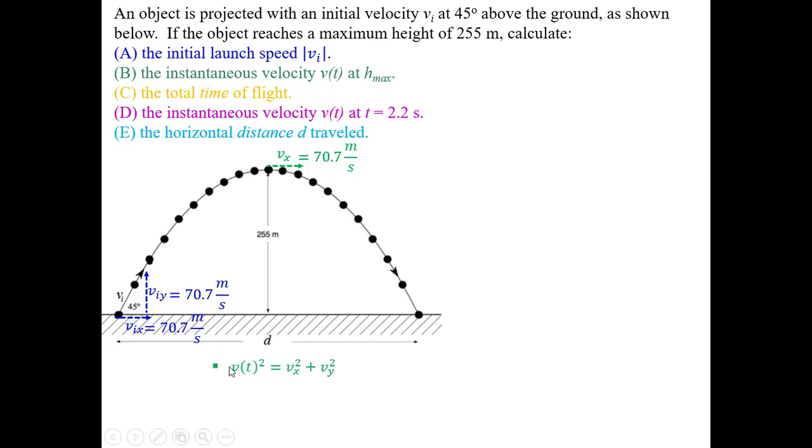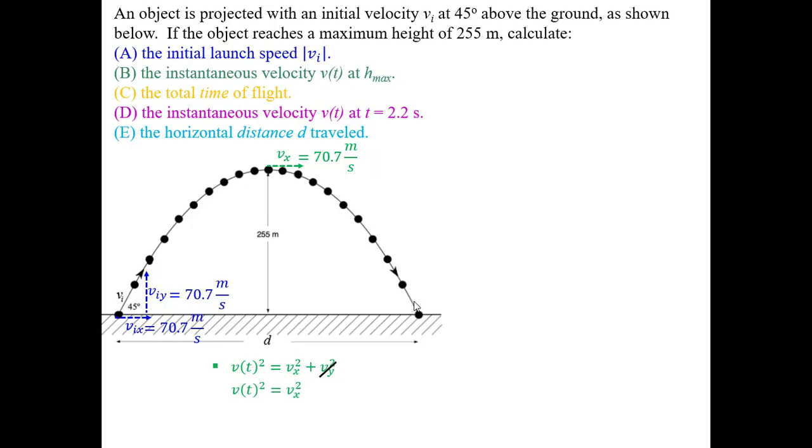Okay, so watch my screen. At the bottom here, I just wrote v of t squared equals vx squared plus vy squared. I think this is a good rule to follow and just let the diagram or the problem speak for itself. For part B, it wants the instantaneous velocity at hmax. One piece of information I do know is true at hmax is that vy is equal to 0, because it stops rising and then starts to fall downward in the vertical direction.